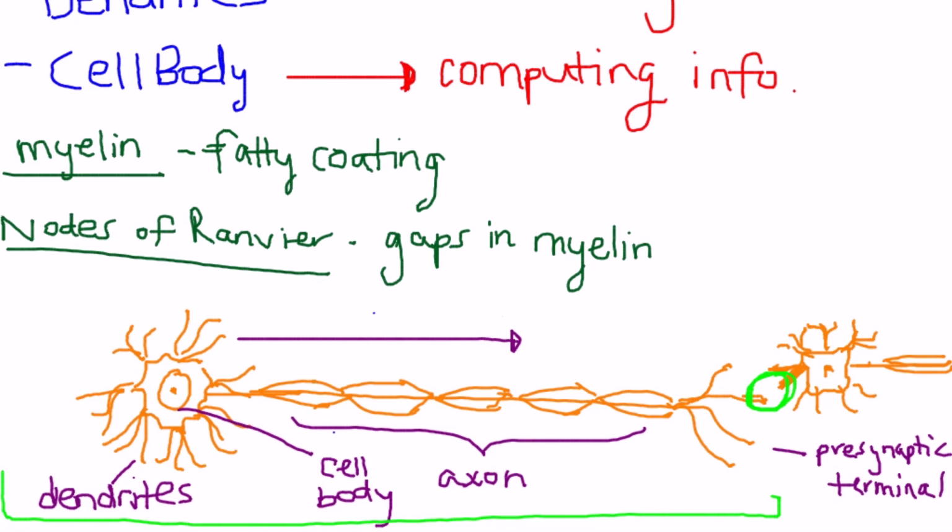So let me just label that for you here. So that is the myelin coating on the axon, and then these little gaps here are referred to as the nodes of Ranvier.